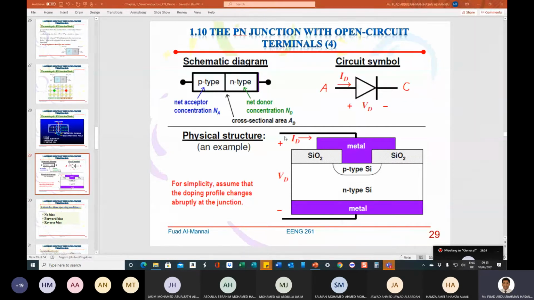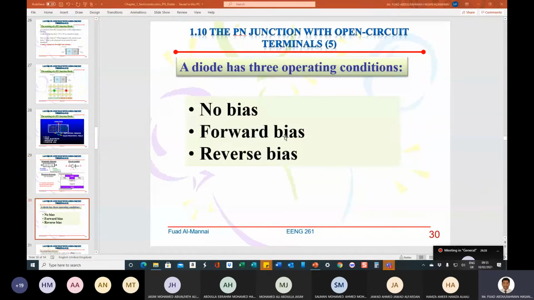Very good. Any questions? All right. Now what we're going to do is look at the diode.